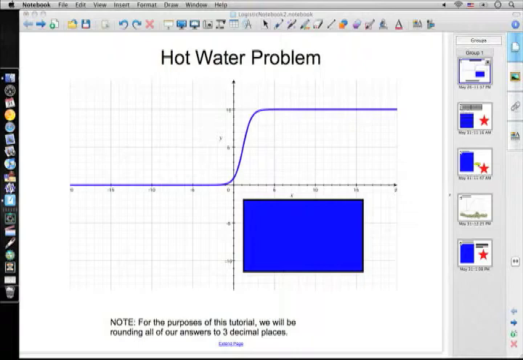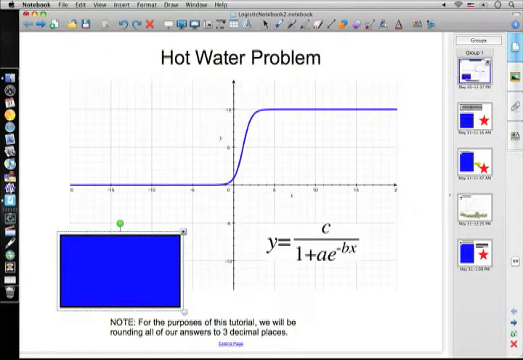A logistic function would be a good representation for the increase in temperature of water from a pipe over time. Temperature, represented as T of x, increases as a variable of time, x, and the temperature has an upper limit of 80 degrees. Therefore, we can use the general equation for a logistic function.